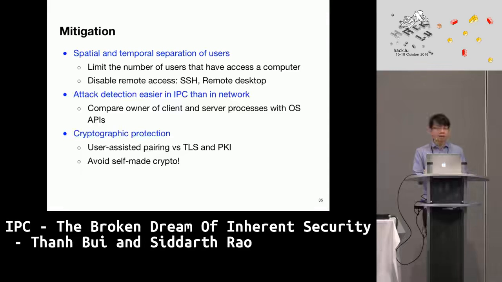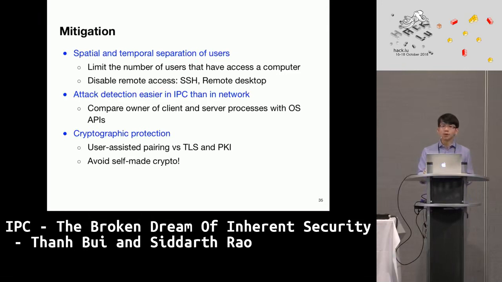So how can the mid-mal attack be mitigated? Since attacks are performed by leaving a malicious process running in the background, the most straightforward solution would be to limit the number of users that have access to a computer. Ideally, each computer should be personal to a single user. Remote access should also be disabled or limited to only one user.